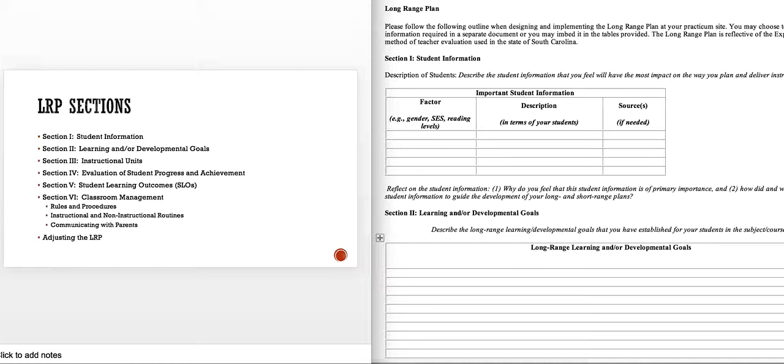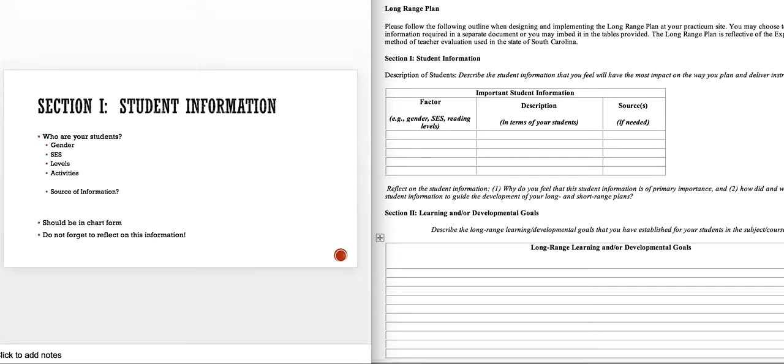Section 6 is all about classroom management. You'll talk about rules, procedures, instructional and non-instructional routines. How are you going to communicate with your parents? And then finally, you want to talk about adjusting the long-range plan, because that is a really important part of this.